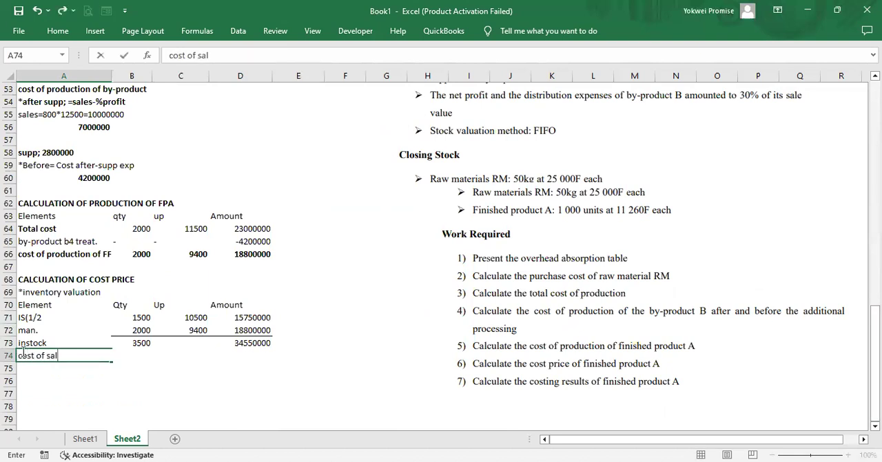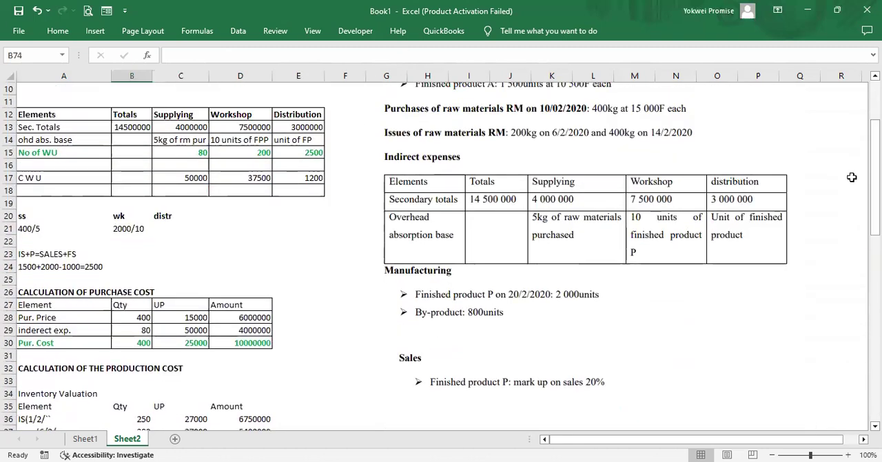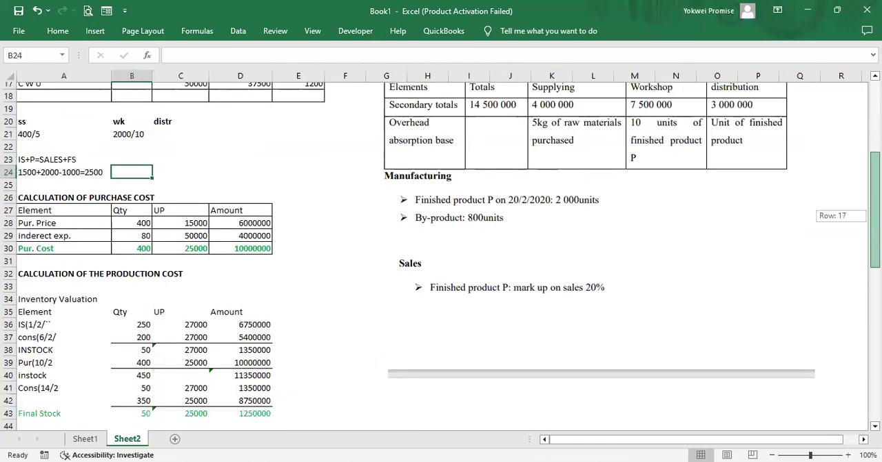3,500 now, sir. Is it 2,500 or 3,500? Where is the sales? This is the sales here, right? Okay. I hope it's visible now. All right. Yes.